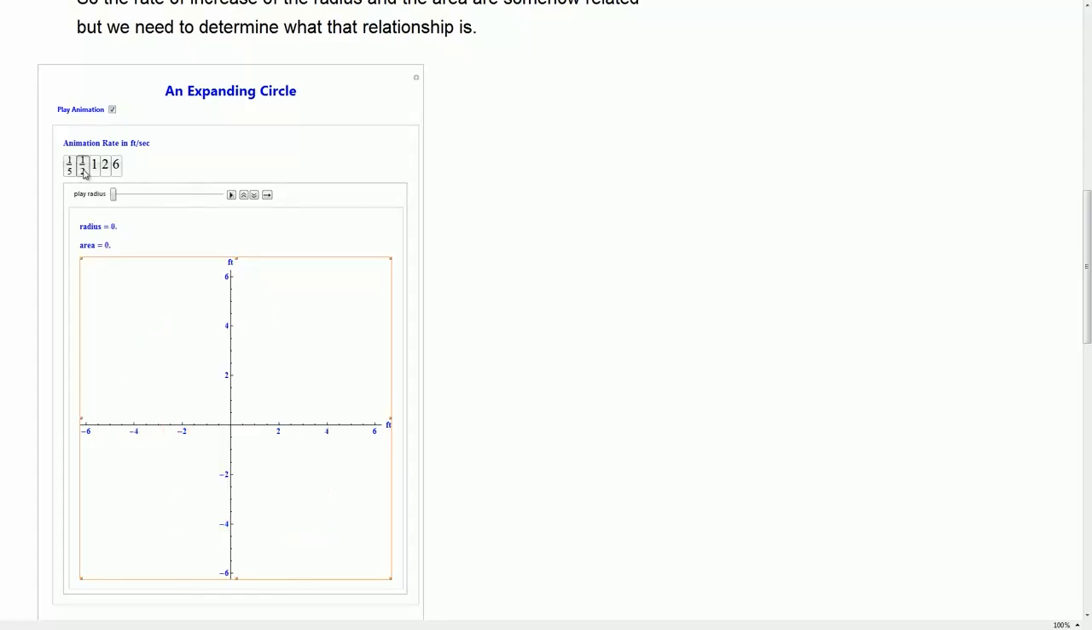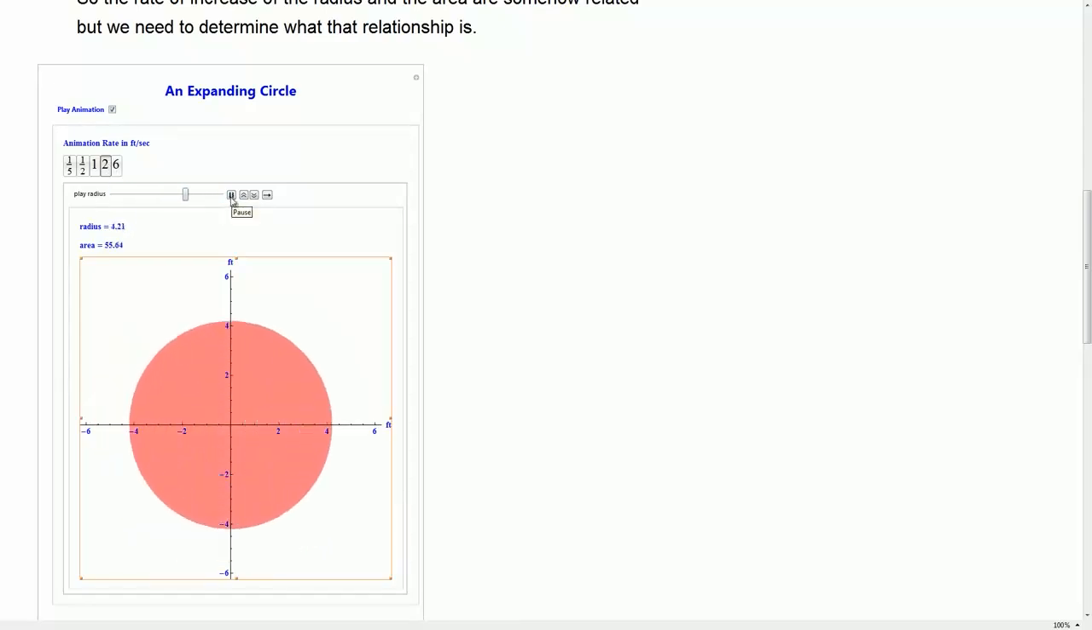If you want, you can change the rate that it's growing. Now it's going to be 1/2 a foot per second. It goes a little faster now. There we go. And then I can make it grow even faster if I want. And this will go real quick.